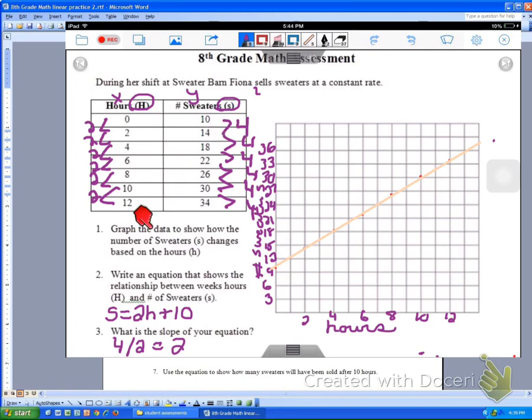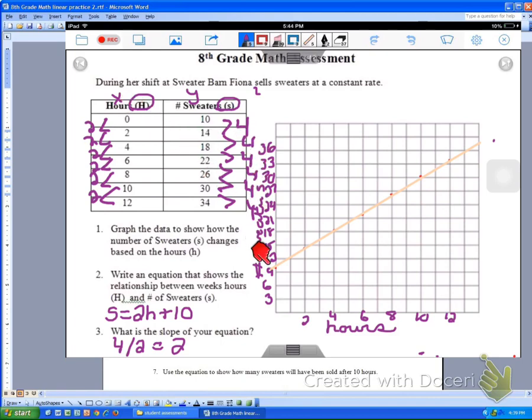Now it says to graph the data. So the X is hours and the Y is sweaters. I counted by ones here. I'm numbering by twos, but I'm actually counting by ones. This is 1, 2, 3, 4, 5. It just makes it look a little neater. And over here I'm counting and numbering by threes. 3, 6, 9, 12, 15, 18, 21, 24, 27, 30, 33, and 36.